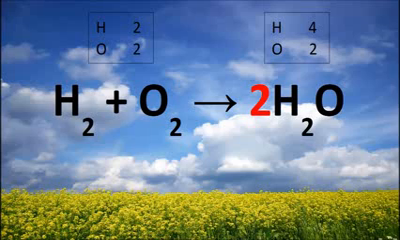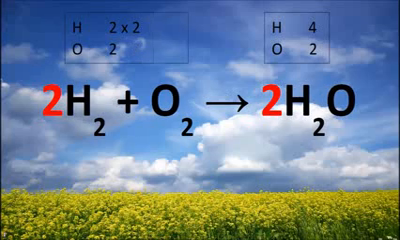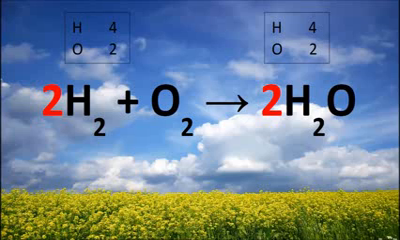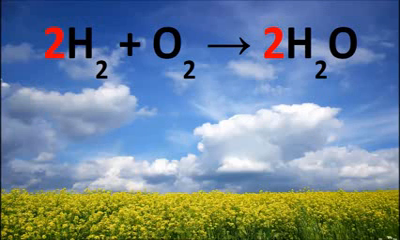from nowhere. So, to solve this, on the left-hand side, we simply put a 2 in front of the H2, which gives us 2 times 2 hydrogens, 4 hydrogens. And this is a completely balanced symbol equation.